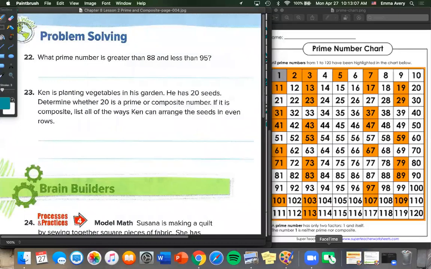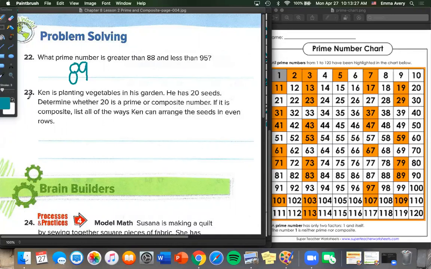What prime number is greater than 88 and less than 95? Well, let's look at our chart. 88 is right here and 95 is right here. So what's the only highlighted number in between here? 89.